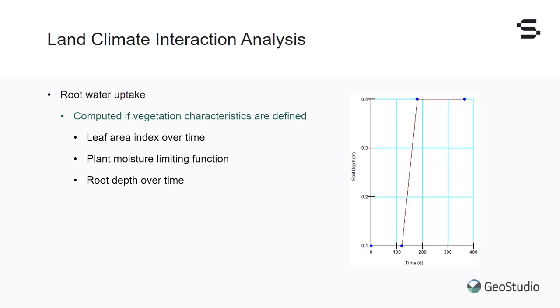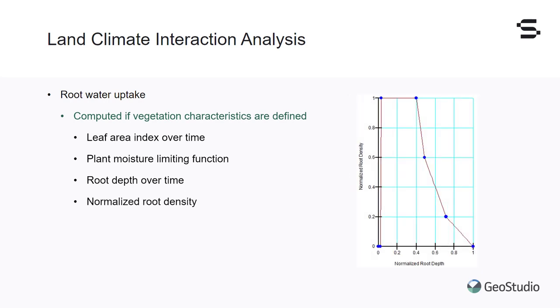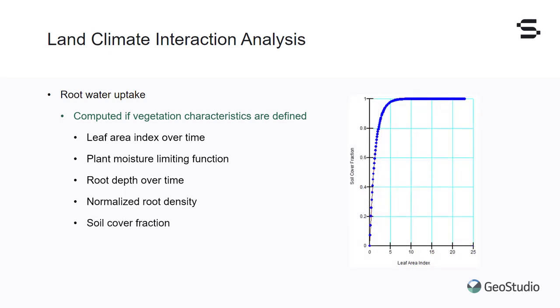Root depth is specified as a function of time, given seasonal growing trends. The normalized root density must be specified over the normalized root depth. This function ultimately describes the distribution of roots, or the root shape, from the ground surface to the longest root. Finally, the soil cover fraction represents the fraction of soil covered by plant canopy of each plant. This is inputted as a function of the leaf area index, such that as the leaf area index increases, so does the soil cover fraction up to a maximum value of 1. Given this information, root water uptake is computed by Seep using formal integration across the root depth.